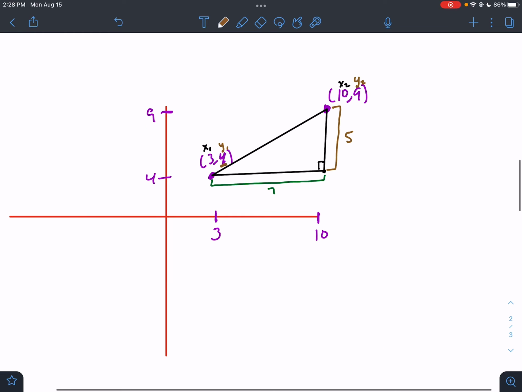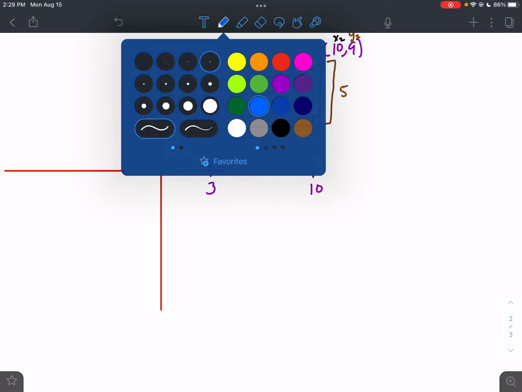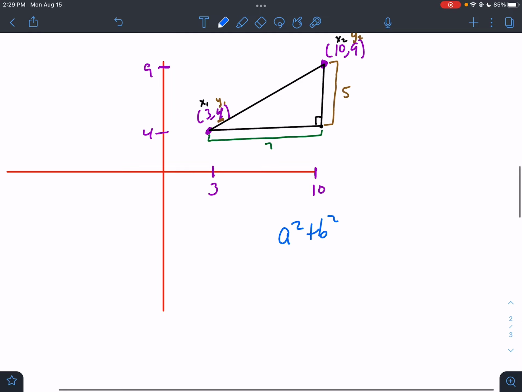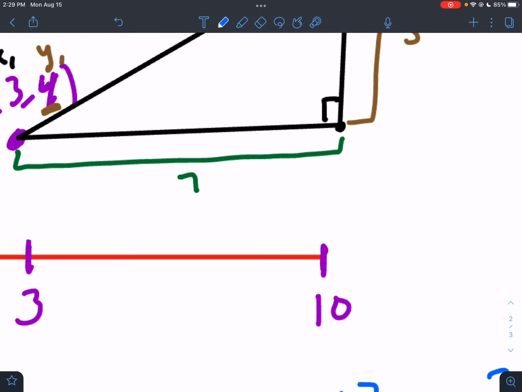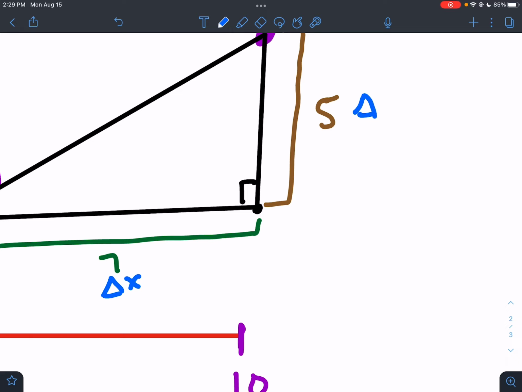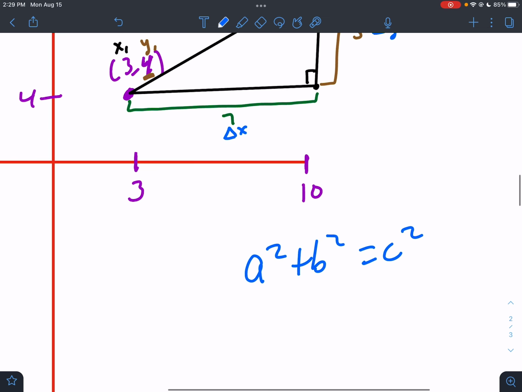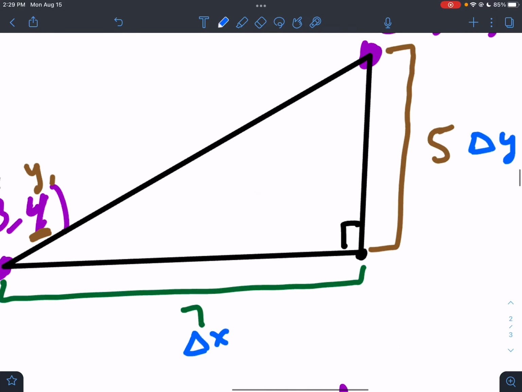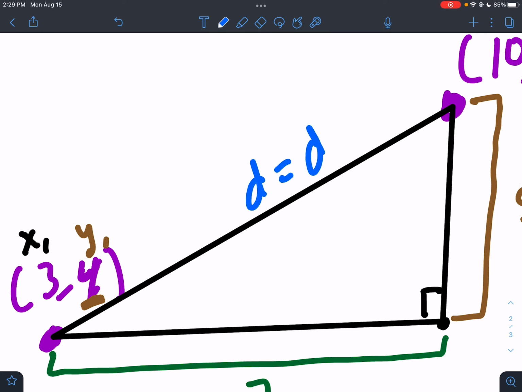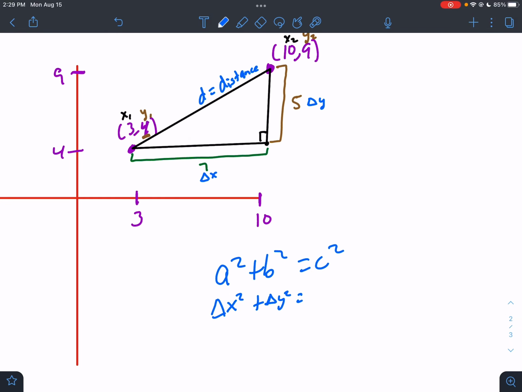So in this situation, I have a right triangle, which we've learned before we can use the Pythagorean theorem for. The Pythagorean theorem says that a squared plus b squared equals c squared. We're going to change that up just a little bit. We're going to call this delta x. We're going to call this delta y. Delta just means the change. You might have seen it in your science classes a little bit. The change in x is how much the x's changed. So we're actually going to do delta x squared plus delta y squared. And instead of calling this c, we're going to call this d for distance, because that's the end goal. We want to know how far it is, the distance. So we're going to call it d squared.